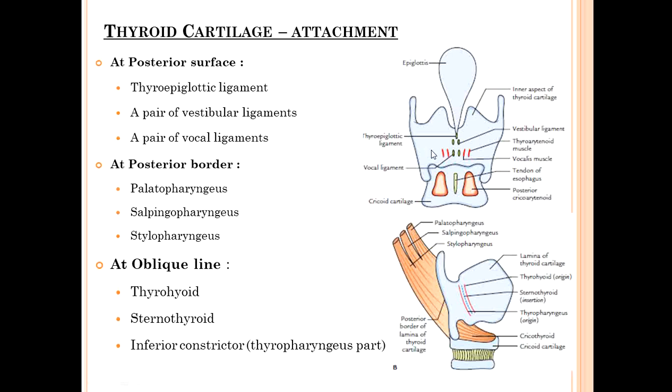Okay, now thyroid cartilage, what are the attachments? When you see the thyroid cartilage, this is the posterior surface, and here is the oblique line, and this is the posterior border.